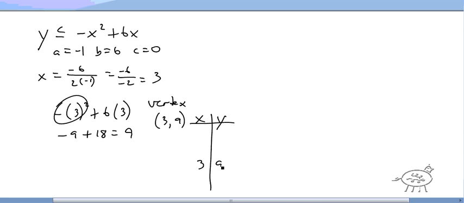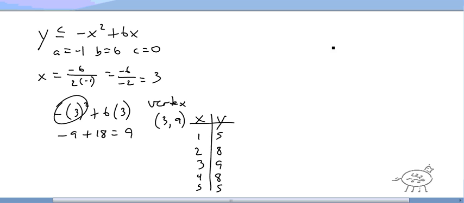Okay, and if I make a t-chart here real quickly, we have 3 and 9, so 4 and 5 and 2 and 1. Alright, so let's plug a 2 in here. Negative 2 squared is negative 4. Negative 4 plus 12 is 8. If I put a 1 in here, negative 1 squared is 1. That means negative 1. Negative 1 plus 6 is 5.